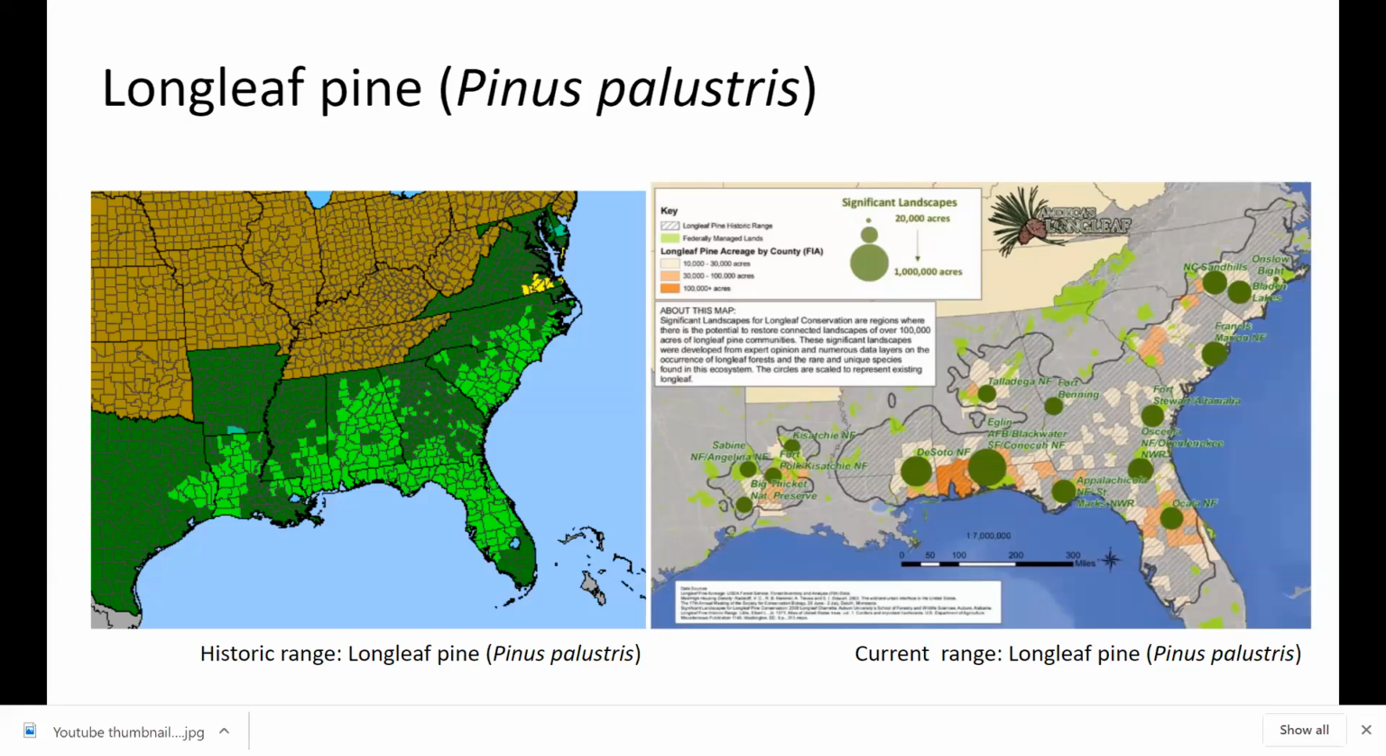So you can see the areas with the largest green dots are 1 million acres. In North Carolina in the Sandhills, that area is primarily Fort Bragg. It is a very important conservation site for longleaf pine, and also the Bladen Lakes area where Jones Lake State Park is.